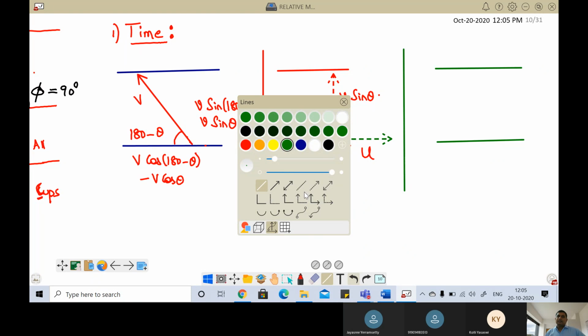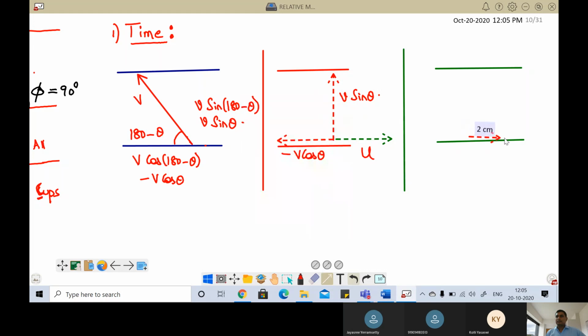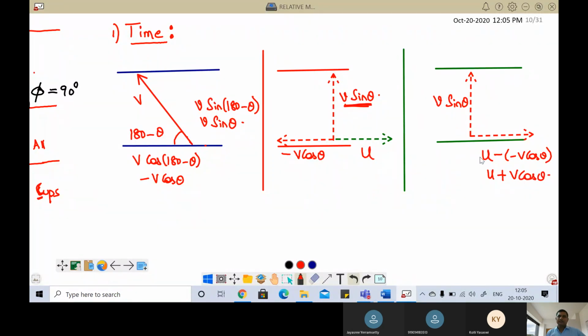Because this is the shortest path, the net direction is taken in red like this. This will be the y component. What is the y component here? V sin theta, correct? Now what is the x component? u minus of minus v cos theta, so that is equal to u plus v cos theta.